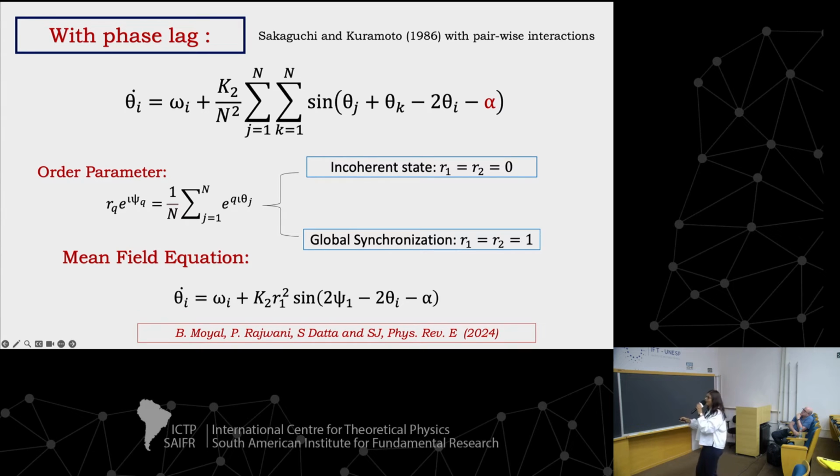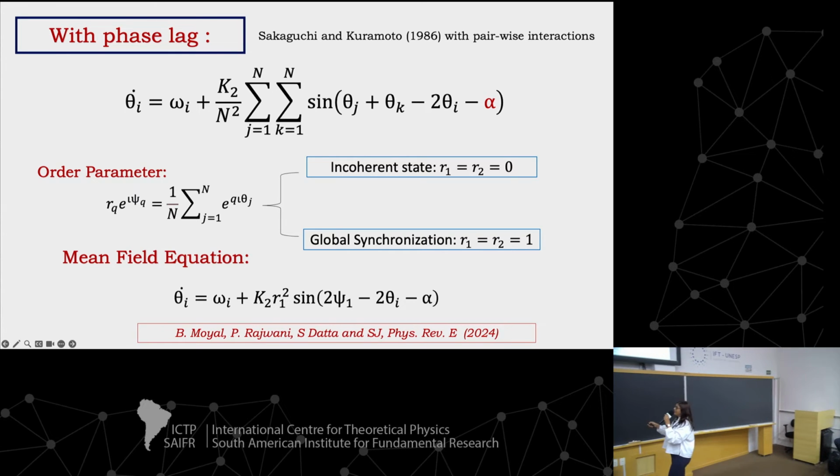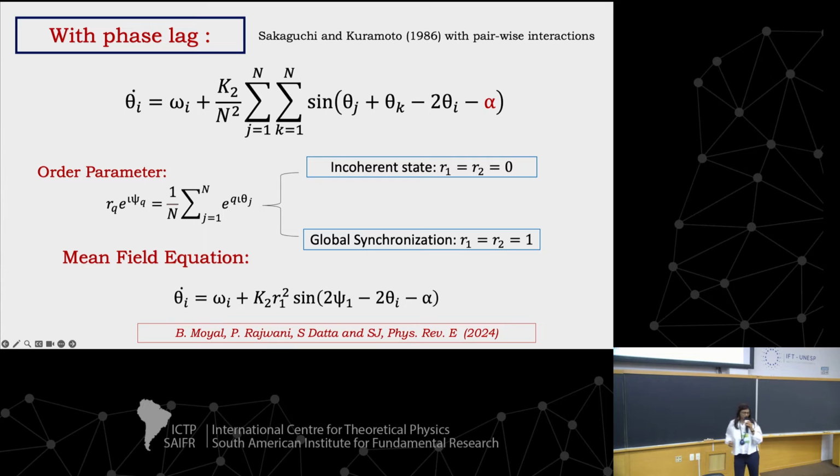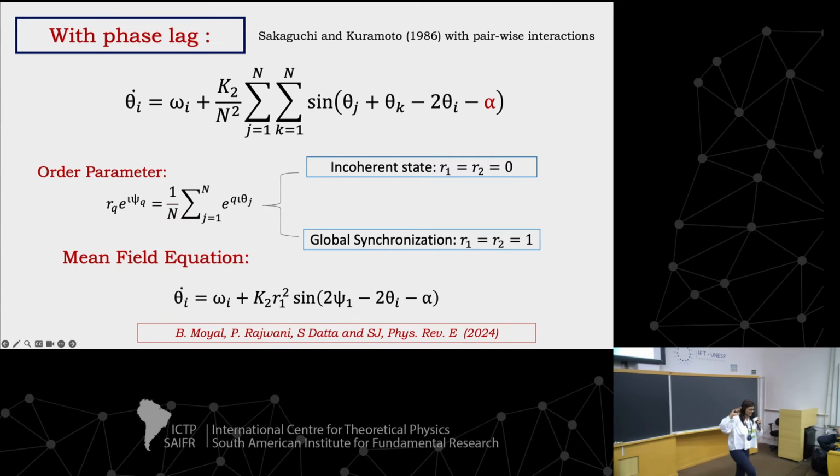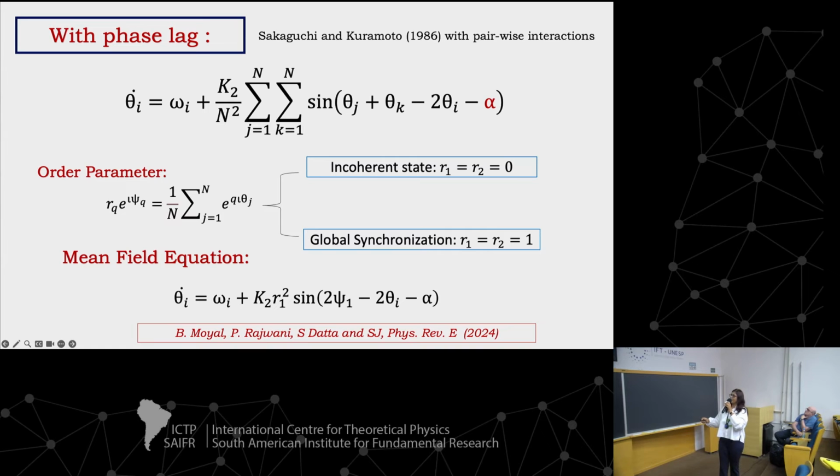And now instead of r e to the power i psi, I have introduced r_q e to the power i psi_q. It is very well practiced in coupled Kuramoto oscillators. So q equal to 1 means global synchronization: R1 represents global synchronization. And R2 represents the two-cluster synchronization. So an incoherent state means R1 is equal to 0 and R2 also is equal to 0. Whereas global synchronization means R1 is equal to 1 and R2 is equal to 1, because in global synchronization both become 1. But as soon as your R2 is greater than R1, that is two-cluster synchronization.